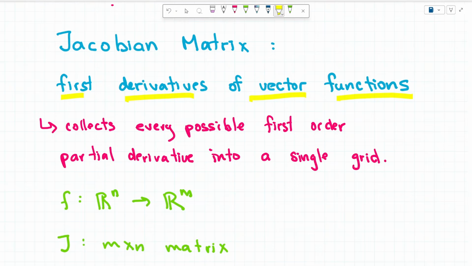And that's the major difference here: this is the first derivative of vector functions, and that's why the result ends up with a rectangular matrix. Essentially, you're collecting every possible first order partial derivative into a single grid of a vector function. As a result, your function is mapping R^n to R^m, and your Jacobian matrix is an m times n matrix.